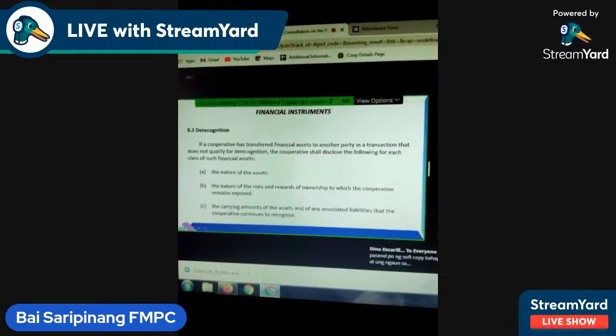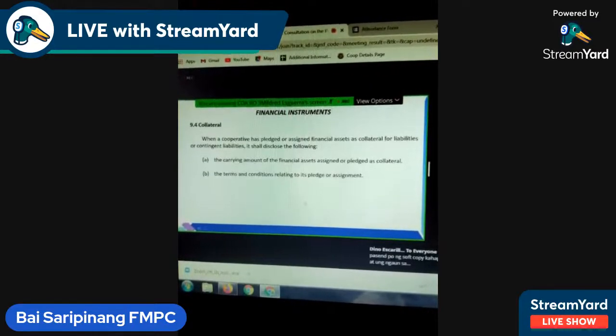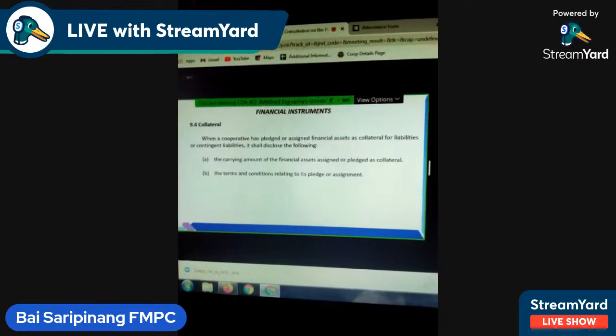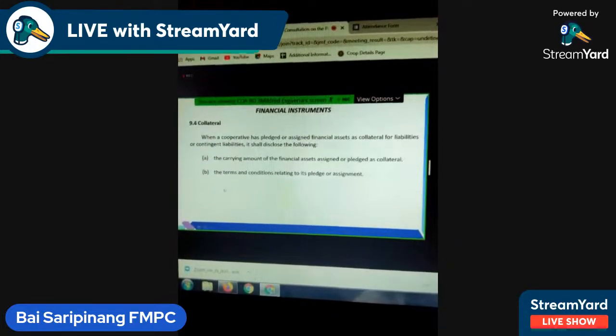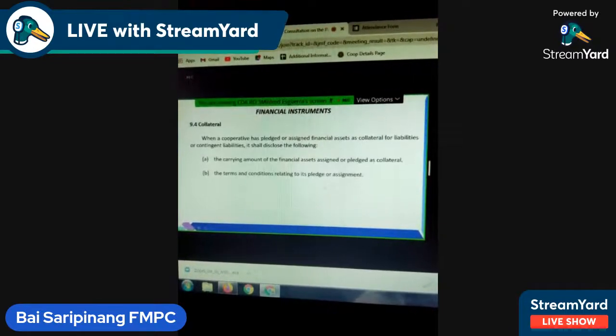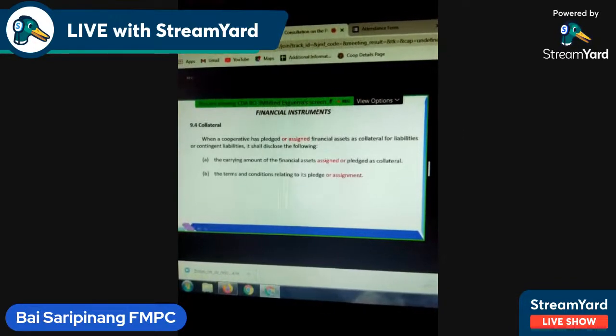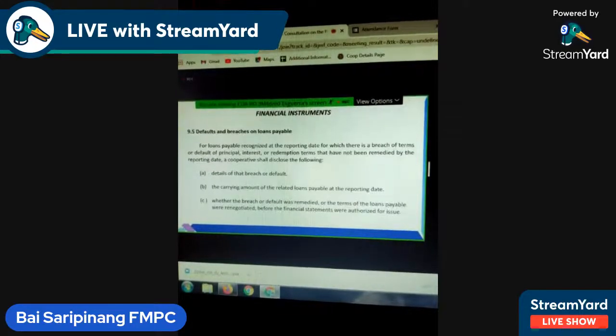Okay, so other inclusions, this is the same. Debt recognition, wala po tayong binago as well as to the collateral, no? Ano ba ang mga inclusions on its collateral is the same. The carrying amount of the financial assets assigned or pledged as collateral, kailangan naka-disclose pa rin po ito. Even the terms and conditions relating to its pledge or assignment. So, because some collaterals are pledged or assigned. Kaya ibigay natin yan, the word assigned in the collateral.